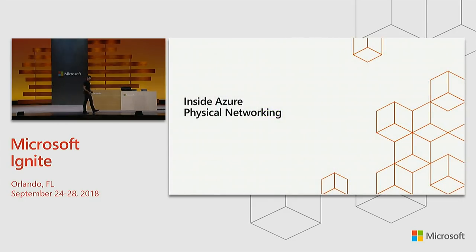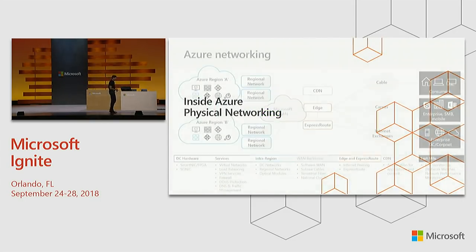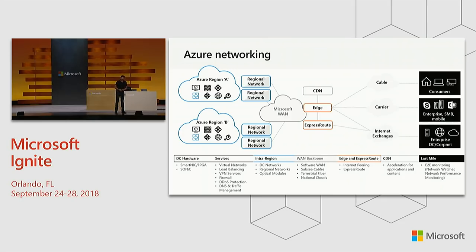Now let's take a look at physical networking. When it comes to physical networking, our architecture is designed to connect our regions together over our WAN. You can see the fact that we can connect to consumers, we connect to enterprises through Express Route, Direct Connect, and Internet exchanges. And then we've got a regional network, which I'll talk about, which connects the data centers in the region together, and then to the WAN.